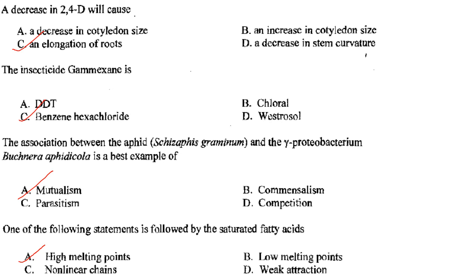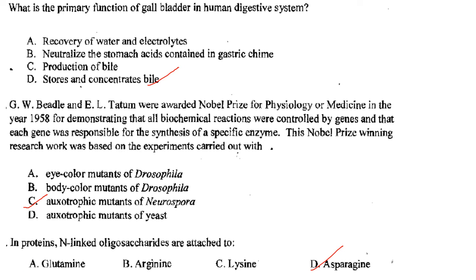Answer is option A. Then what is the primary function of the gallbladder in the human digestive system? So it stores and concentrates bile. Answer is option D. Then G.W. Beadle and Tatum were awarded the Nobel Prize for Physiology and Medicine in the year 1958 for demonstrating that all biochemical reactions were controlled by genes and that each gene was responsible for the synthesis of a specific enzyme. This Nobel Prize winning research work was based on the experiment carried out with. So they carried out the work with auxotrophic mutants of Neurospora.